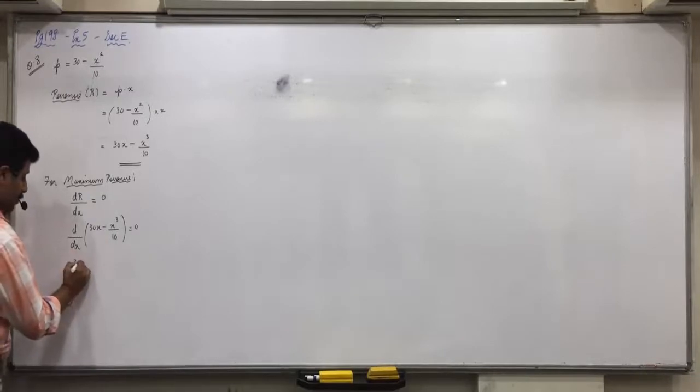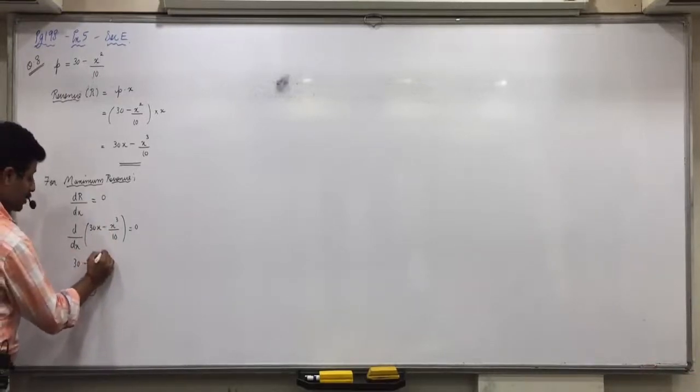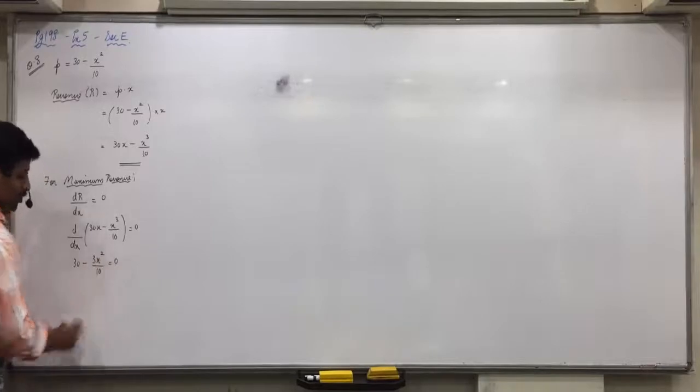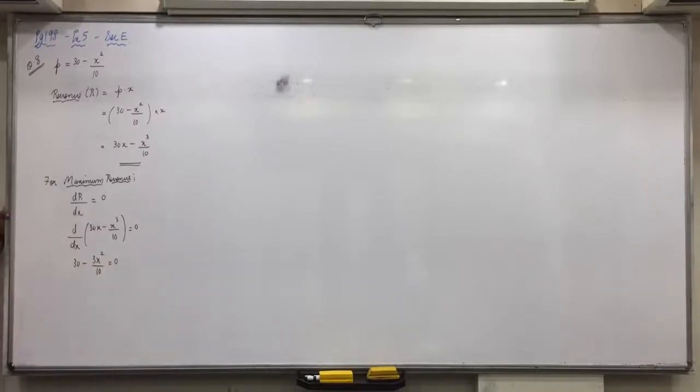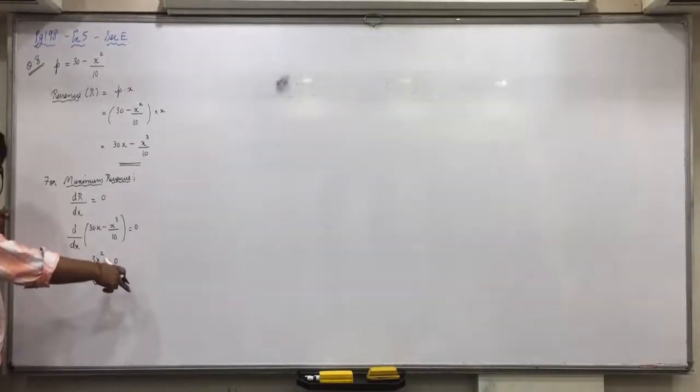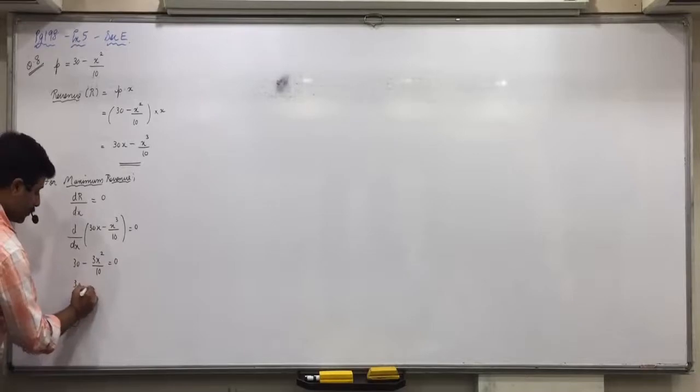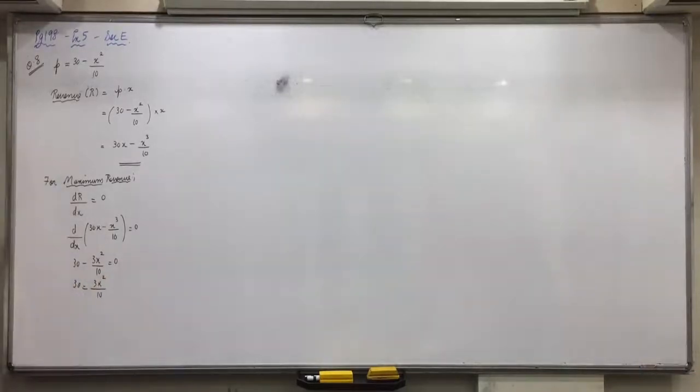30x becomes 30, x cube becomes 3x square upon 10, equals 0. Don't find the LCM since we are interested in x value only. And remember one more thing: if there is only x square but x is not there, then factorization will not come. Factorization will come when there is x square and x also. So simply bring this negative to the right side and make it positive. So 30 is equal to 3x square upon 10. Any doubt in this?